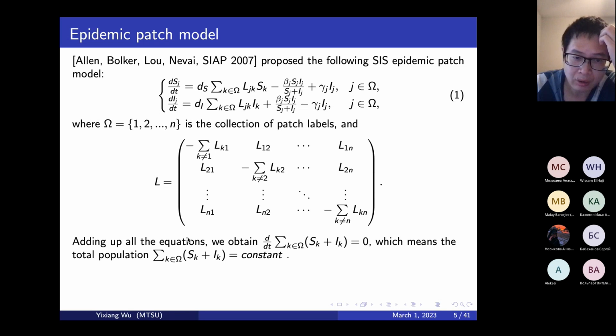If we add up all the equations, we obtain this. This really just means the total population remains a constant. So we let N be the total population.